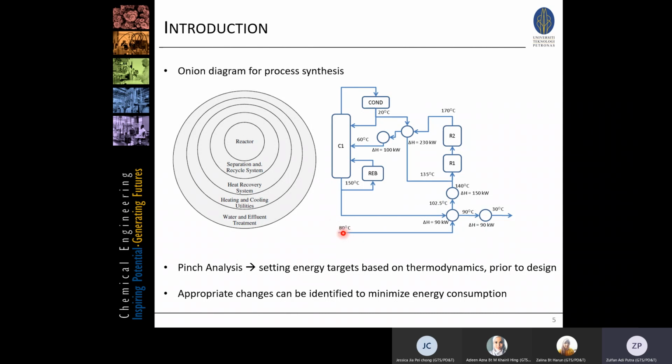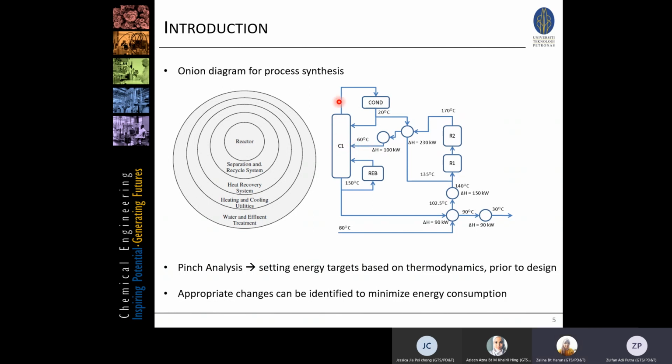So we have a feed coming in at 80 degrees C, and we know what the flow is. It goes to the first exchanger, where the temperature is heated from 80 degrees C to 102.5 degrees C, and then there is a heater to increase the temperature from 102 to 140 degrees C. Then it is mixed with another stream and gets into reactor 1, and then the same goes with reactor 2. It has an exothermic reaction, reaching 170 degrees C, and then we need to cool it down to 60 degrees C before it can enter the column.